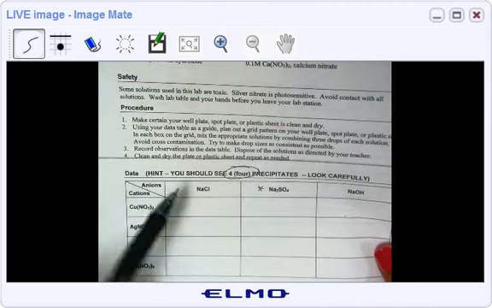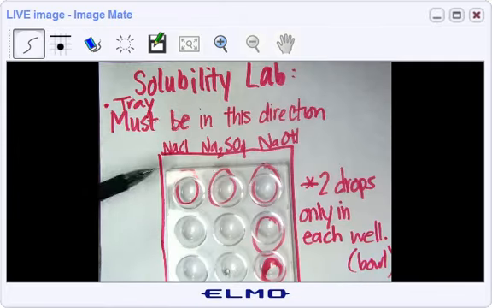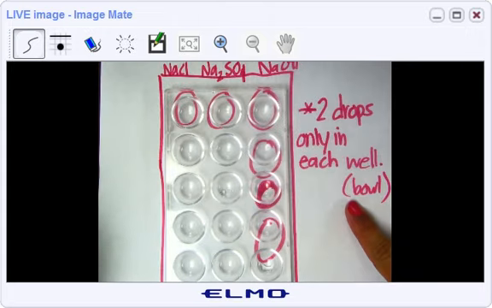So I'm going to start with this first column. NaCl will go in your bucket, and if you're sharing, make sure you go ahead and do 4 down and then pass it to your partner or the table next to you.